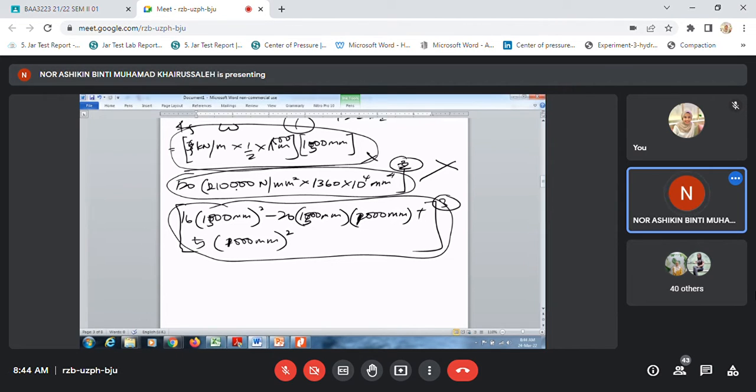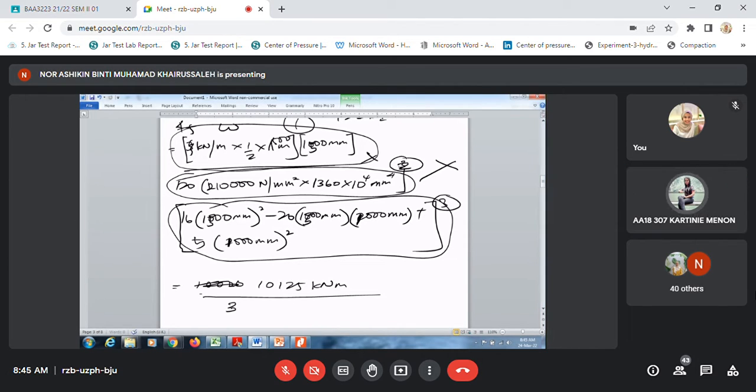Doctor, the first one is 10,125. Unit? Unit is kilonewton millimeter. Okay, number 2? 3.427 times 10 to the power of 14 millimeter square.